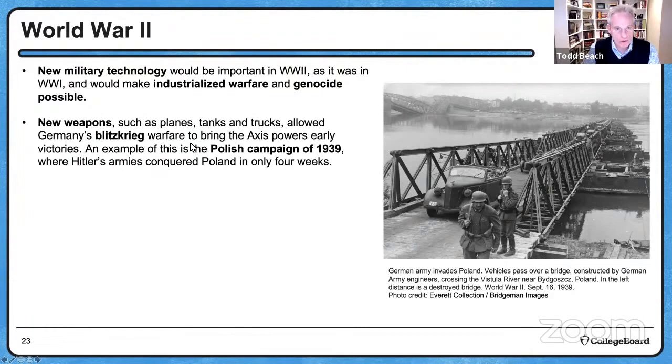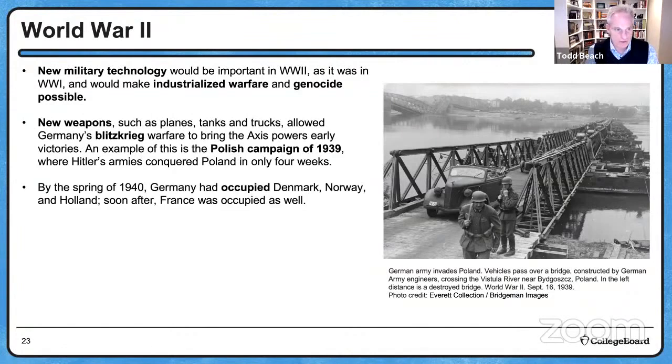New weapons such as planes, tanks, and trucks, better weapons, I guess, allowed Germany's Blitzkrieg, which means lightning war, to bring the Axis powers early victories. An example of this is the Polish campaign of 1939. Hitler's armies conquered Poland in only 4 weeks. And by spring of 1940, Germany had occupied Denmark, Norway, and Holland. And soon after that, France falls as well.